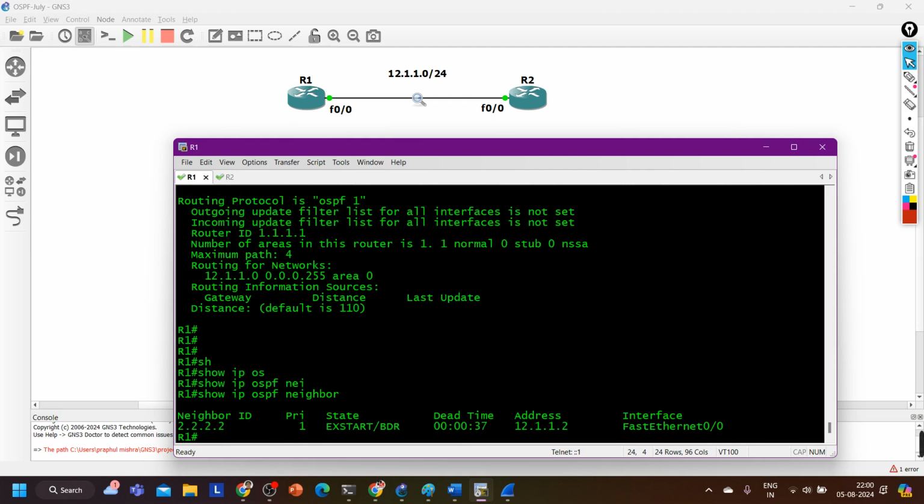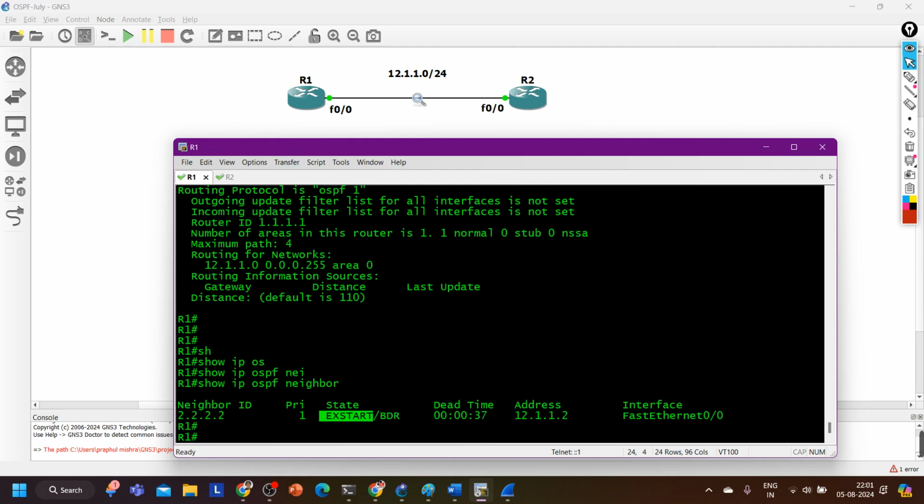Yes. I'm able to see the neighbor. 2.2.2.2 is my neighbor. But oh my god, state is stuck in ExStart state. State is stuck. Means routers are not going to exchange the database.